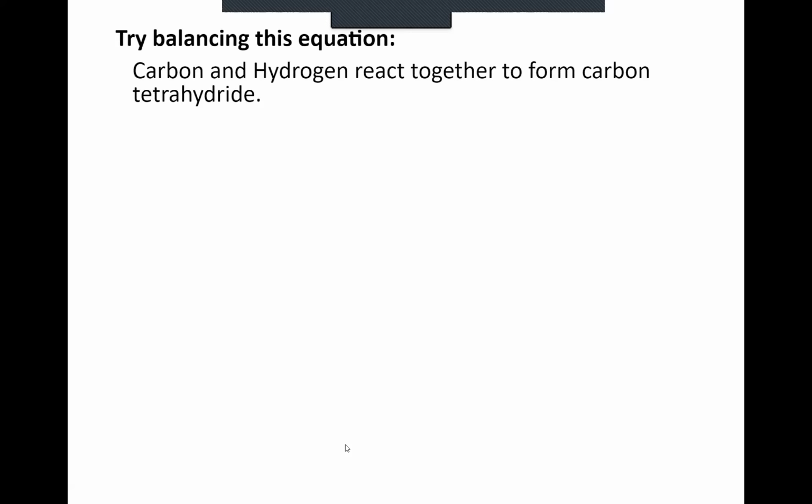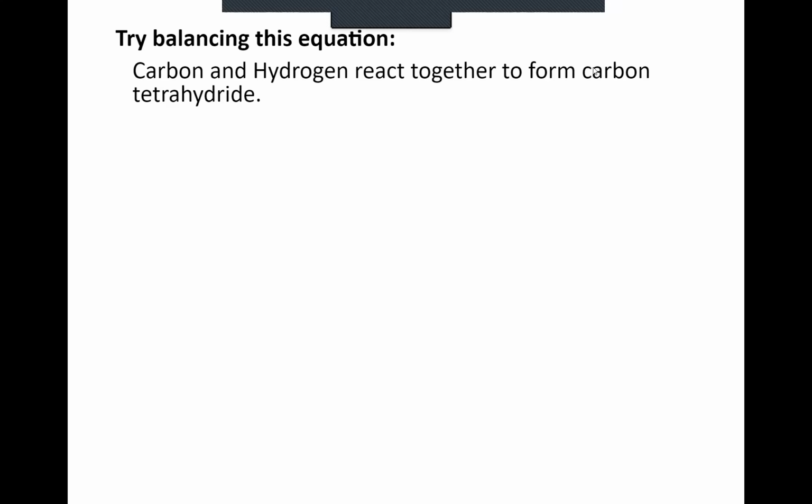We're going to go from words all the way to a balanced equation. Carbon and hydrogen react together to form carbon tetrahydride. So let's think. Carbon. You would look up on the periodic table and write the chemical symbol for carbon. Easy. It's just C. Look up on the periodic table and find hydrogen and write its chemical symbol. It's H. But hydrogen is one of the diatomic molecules. So the formula for hydrogen alone is not simply H. It's H2.